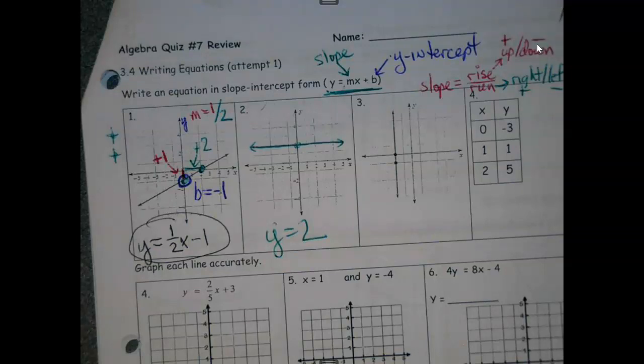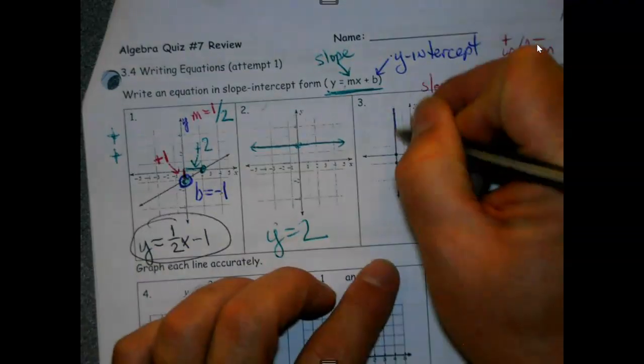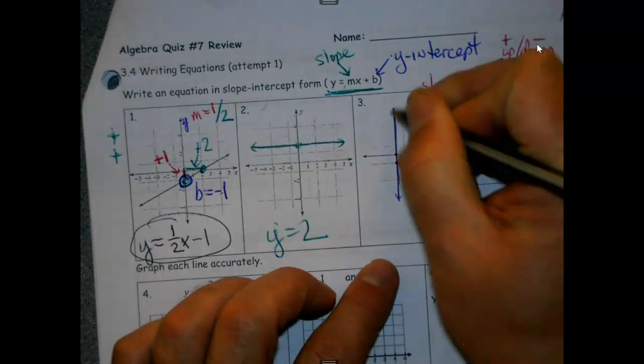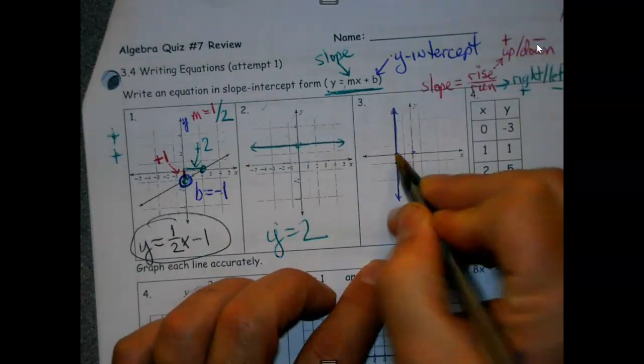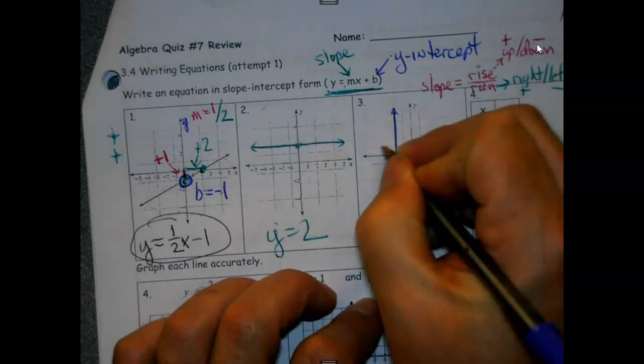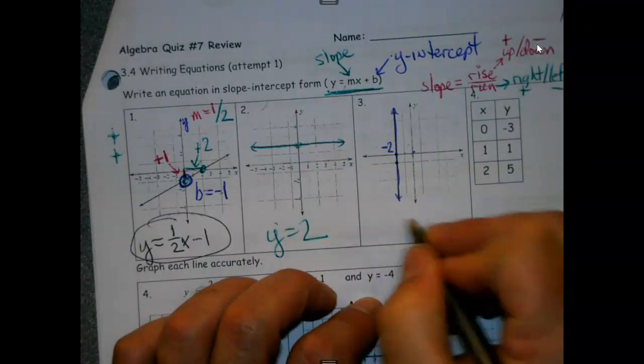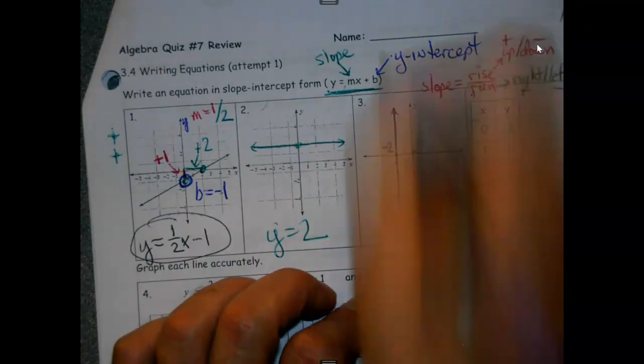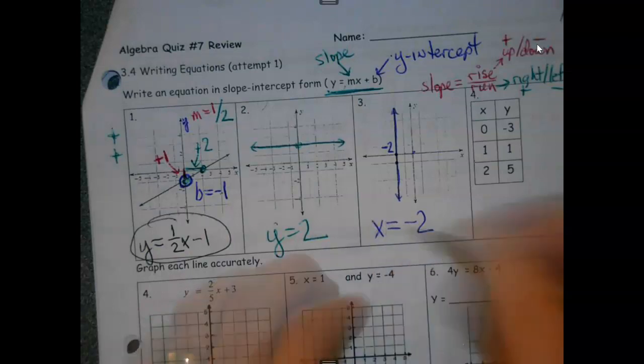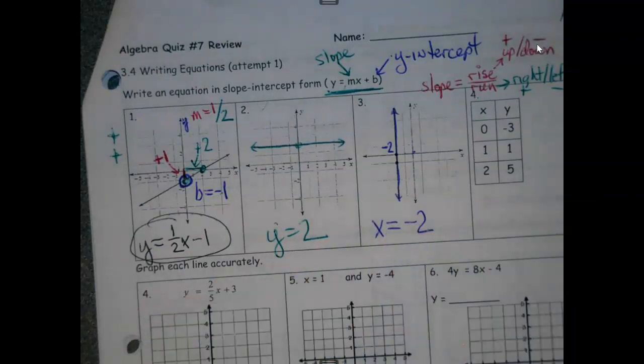Number 3, so if this is at 0, I went left 2, but it's going up and down, it's vertical. So that's going to be x equals -2. Which again, you've got it right in your notes. So if you would need to, you just go to your 3-4 notes. You'd have examples there. You see the number and you're done.